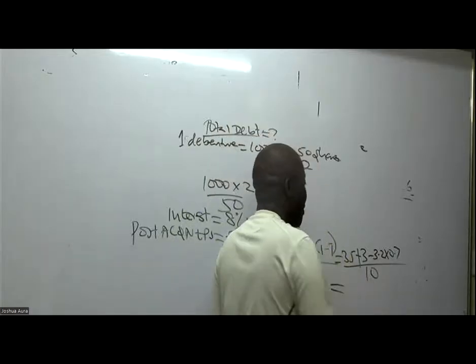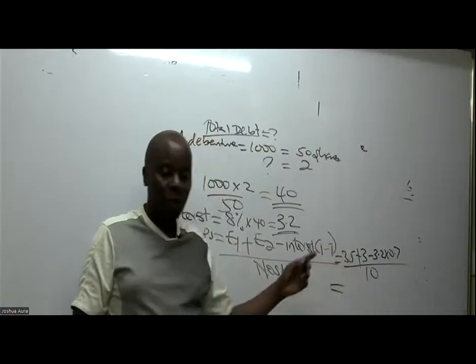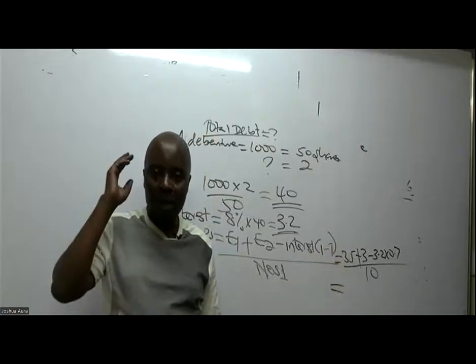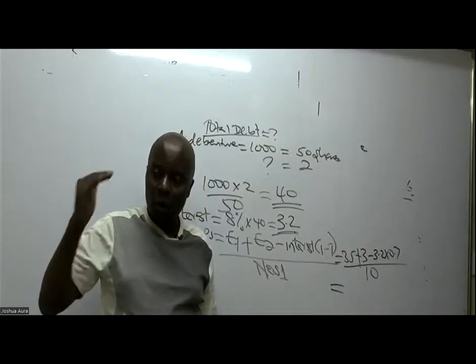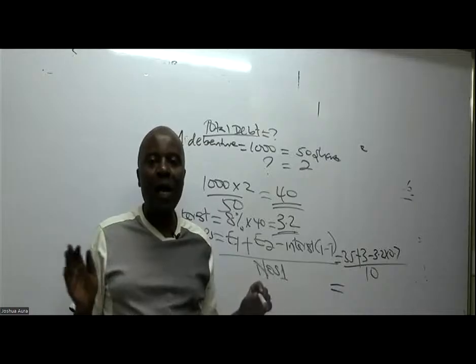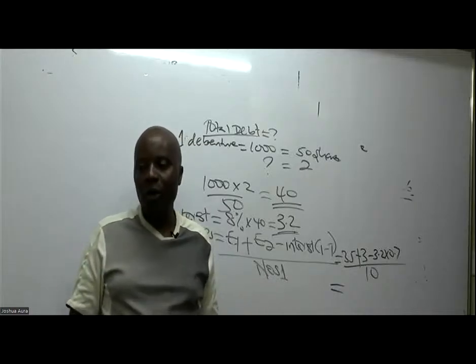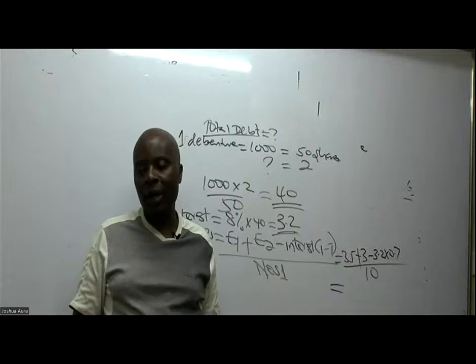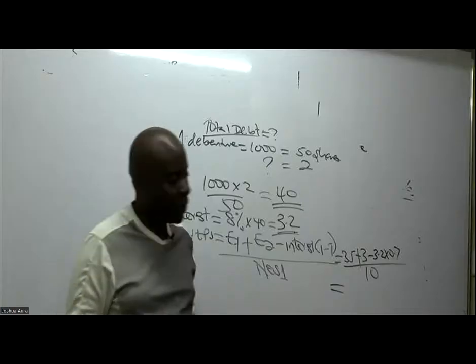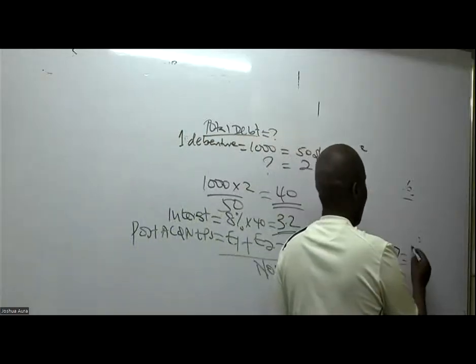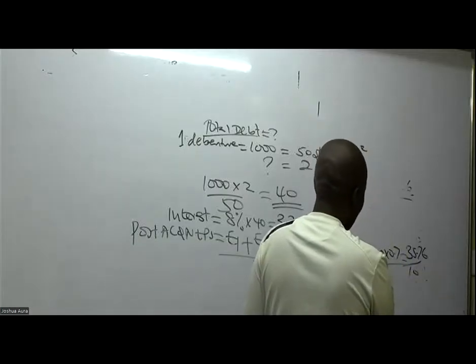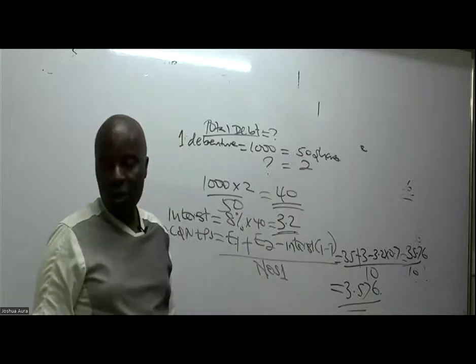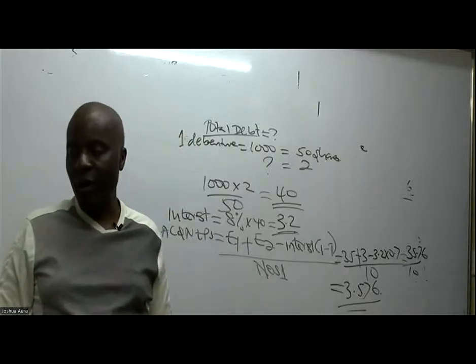So could you kindly ensure that your numerator is okay? 35 plus 3 minus 3.2 times 0.7. What are we getting for the numerator alone? It's always good that you work your numerator alone and then your denominator, and then you divide. The numerator is 35.76. Divided by 10, that gives me 3.576. That is the final answer.